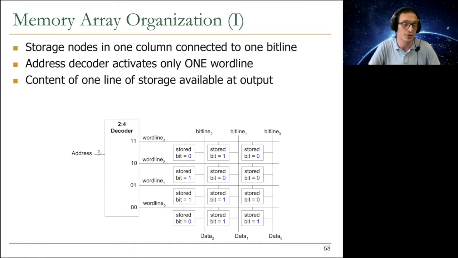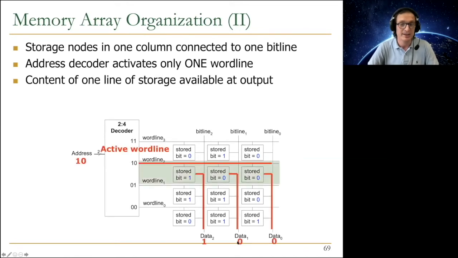And we've seen it also earlier with the example that I showed you. And in the end, the content of one line of storage, or one row of storage, is available at the output. Okay, so hopefully this is clear. I've already given you this example: if you activate word line 10, you get data 100 out.